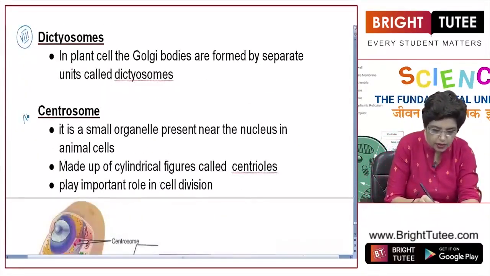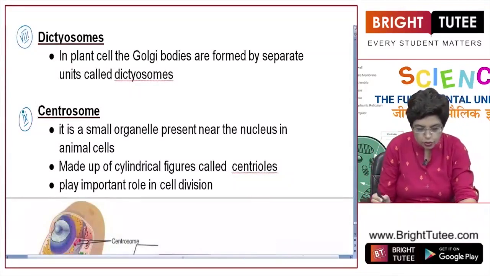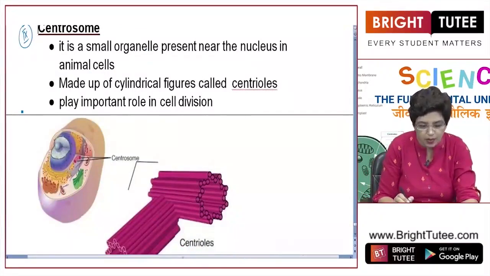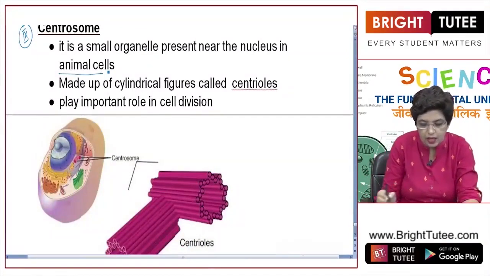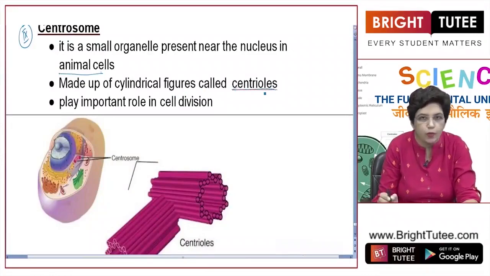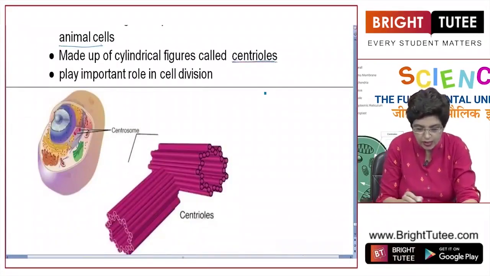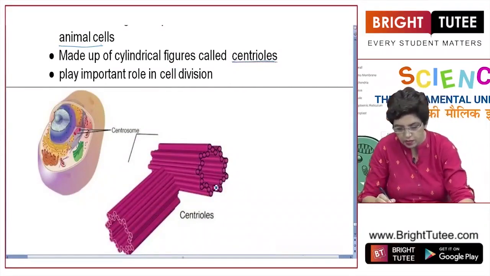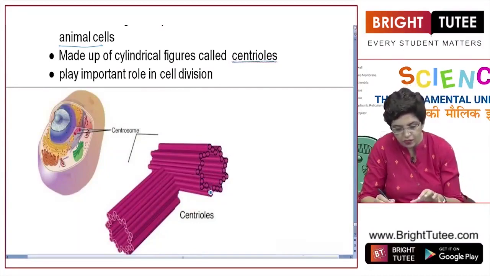Next is the centrosome. It is a small organelle present near the nucleus in animal cells, only in animal cells. They are made up of cylindrical figures called centrioles. They play an important role in cell division. Look at this. They are present near the nucleus, and this is the enlarged diagram. This is how they look. They are the cylindrical figures. Collectively they are called centrosomes.